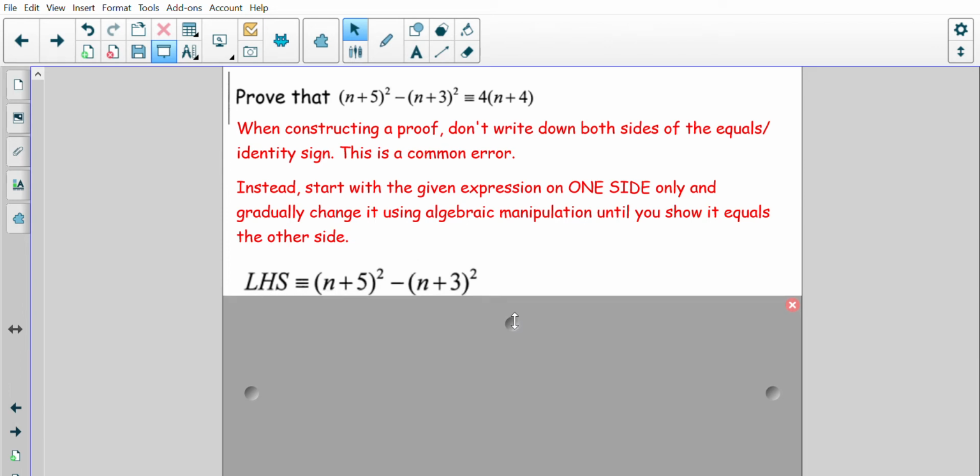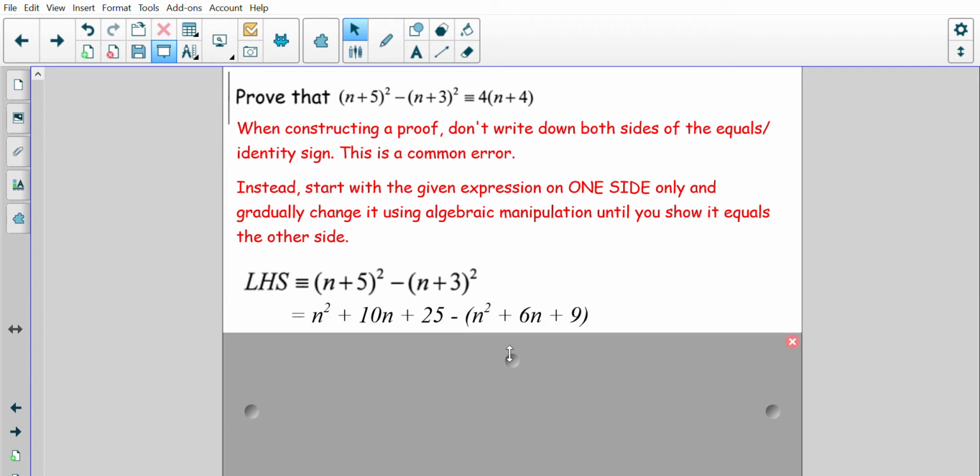So let's have a look at how this would look. If we're starting with the left-hand side, we write LHS for left-hand side. Notice we don't write down the right-hand side at all. We completely ignore the right-hand side. We're just trying to manipulate the left-hand side to make it equal the right-hand side.